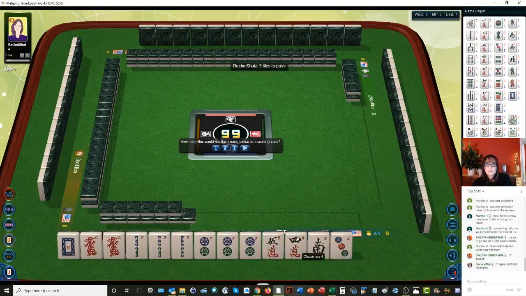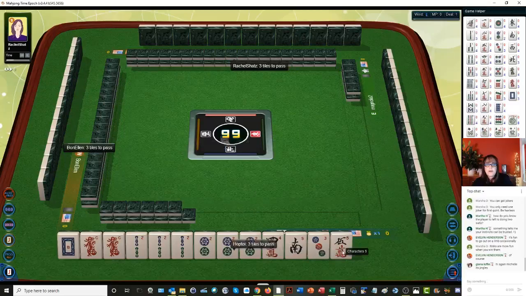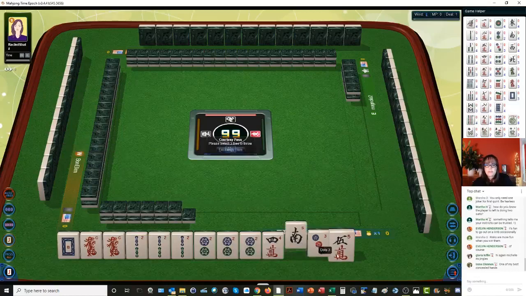Let's see how many tiles. They want 3. We can do 3. Let's do south 3-5 and see if we can get some jokers out of the wall for the quint, fourth quint. Here we go.